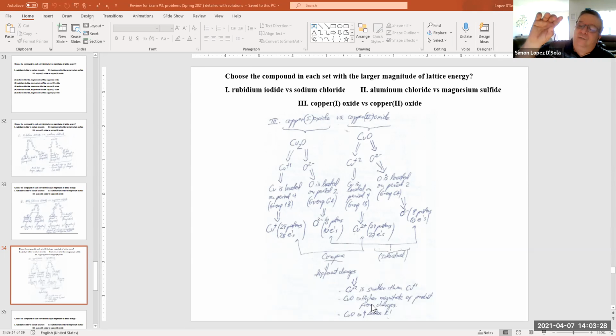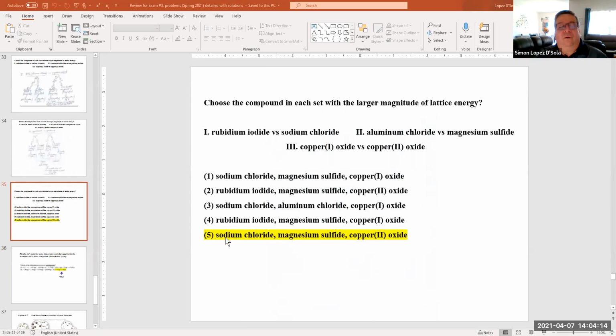So you need to consider the size, but here you have a smaller size and a higher charge. Remember, in the lattice energy consideration from Coulomb's law, the product of the charges is directly proportional to the lattice energy. Because the product of the charges is a multiplication, here you multiply +2 times -2. That will affect the lattice energy by far more than the size. So the copper 2 oxide will have the highest lattice energy. As a conclusion, the answer will be sodium chloride, magnesium sulfide, for the reason I told you before regarding aluminum chloride, and copper 2 oxide.